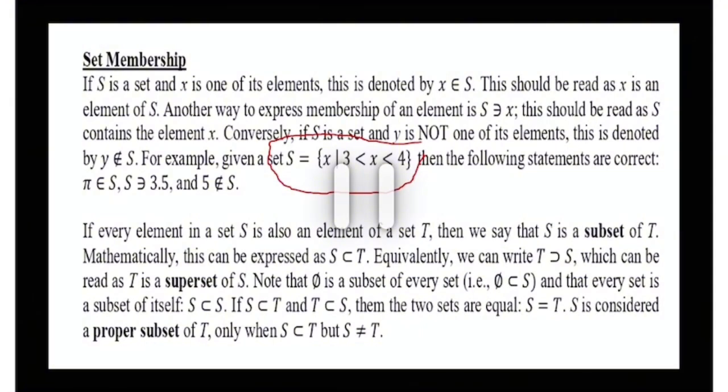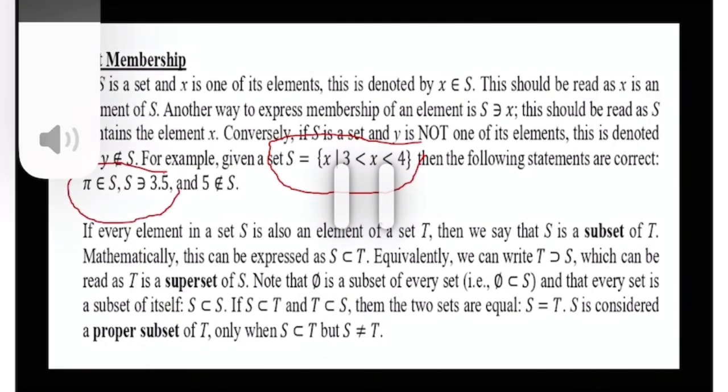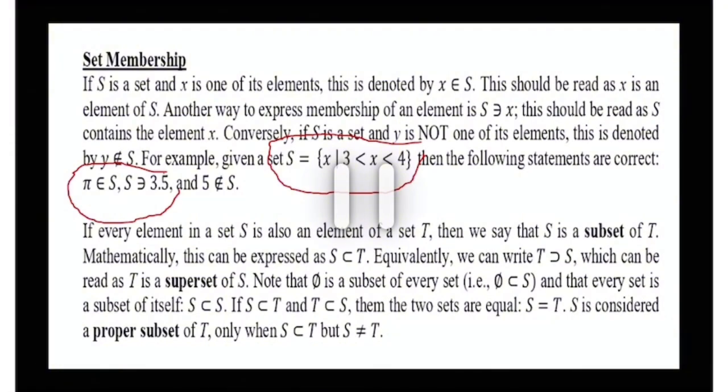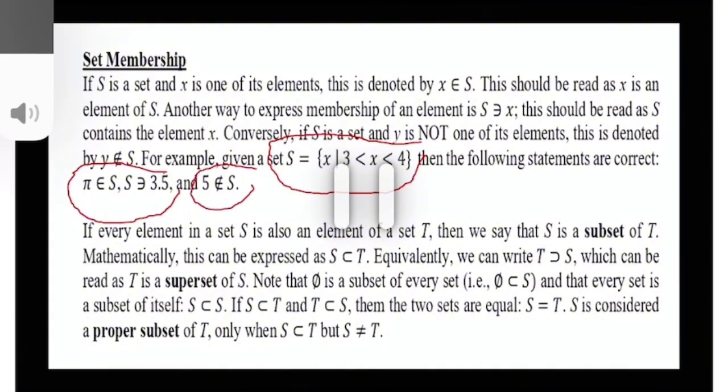Now I need you to pay attention. Of course, pi is going to be a member. Pi is 3.14 something, which is greater than 3 but less than 4. So pi is a member. Of course, 3.5 is also a member, but 5 is not a member. Take a look at that. That was why I said 5 is not a member of S. Any question about that? 5 is not included in that particular set.